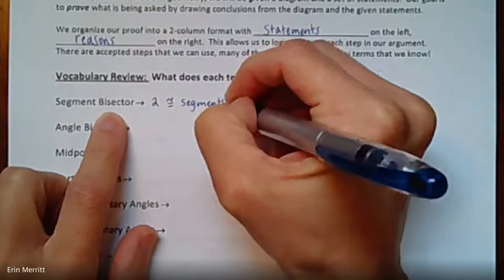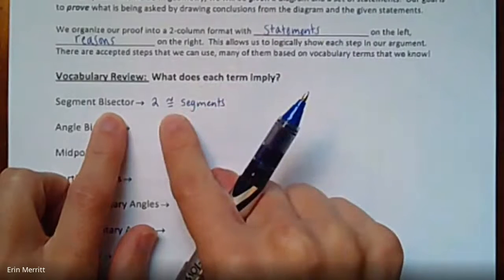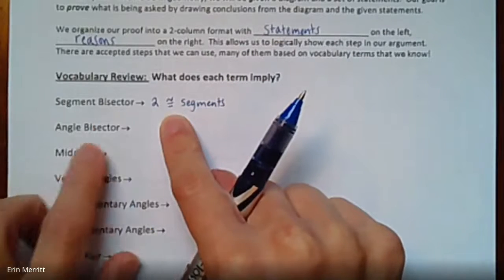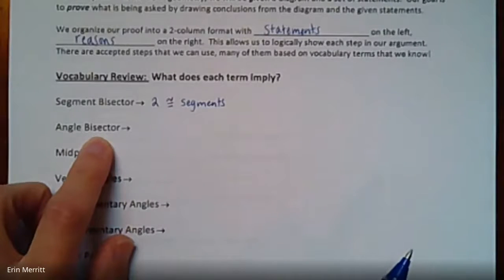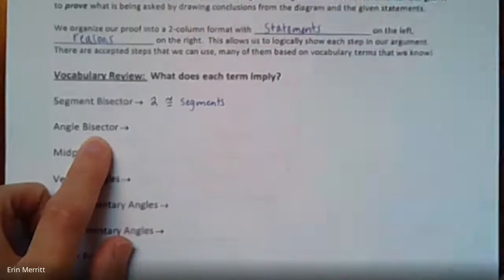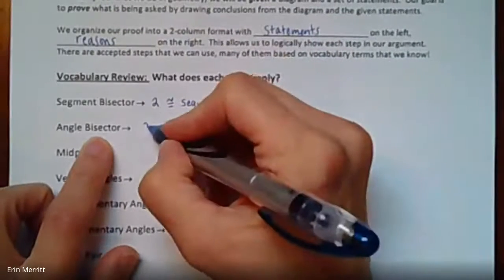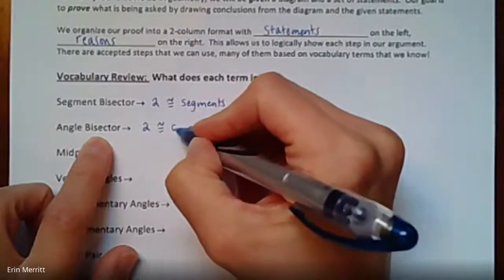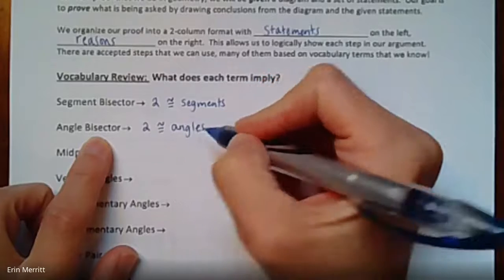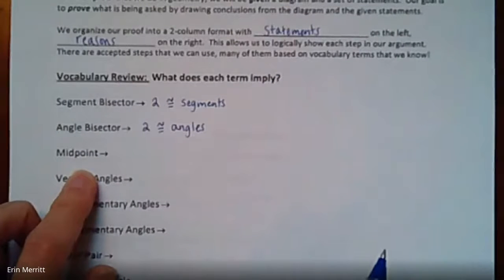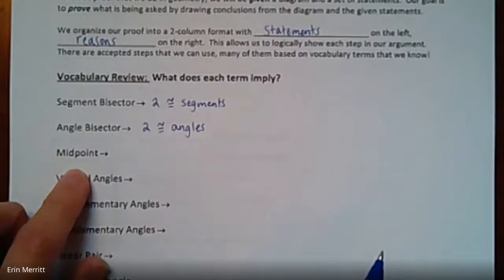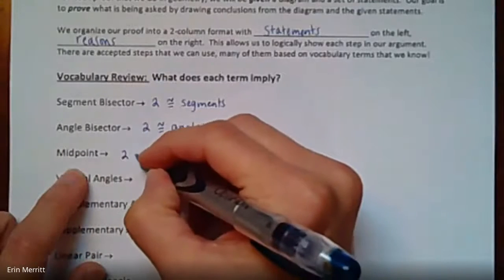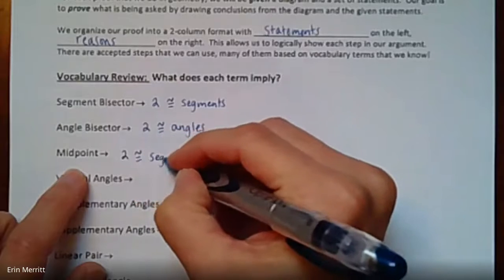Now you can write out the full word, or anytime there's a symbol available, you can use the symbol. As for angle bisector, it would make sense that you're going to end up with two congruent angles, because it's going to split an angle in half. If you are given a midpoint, it's going to act very similar to a segment bisector. That's going to tell us that we have two congruent segments as well.